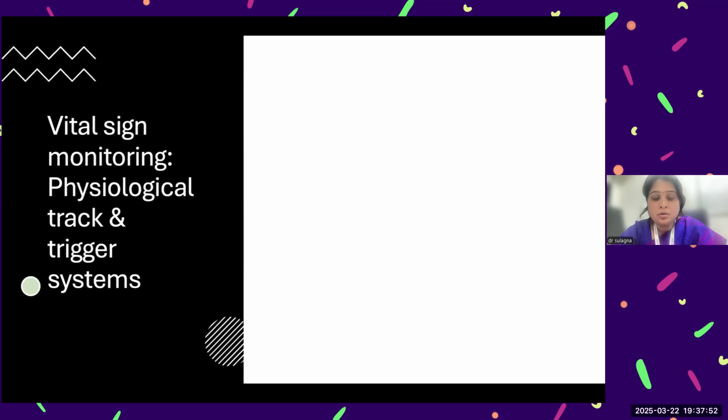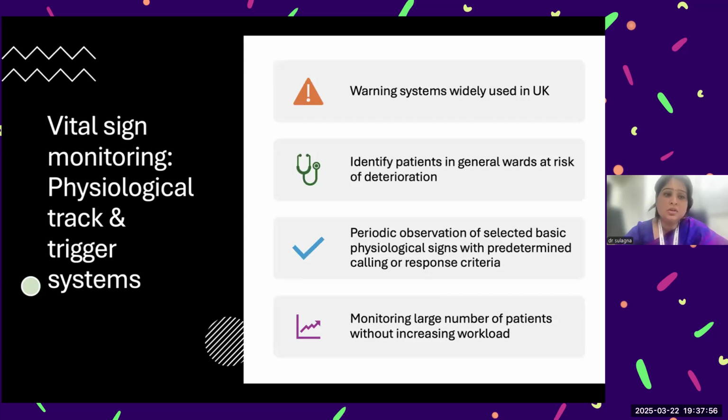So, vital sign monitoring should be done with physiological track and trigger systems. Now, what are these? These are warning systems. These are widely used in countries like the UK, Australia, and other European countries like the Netherlands and Denmark.